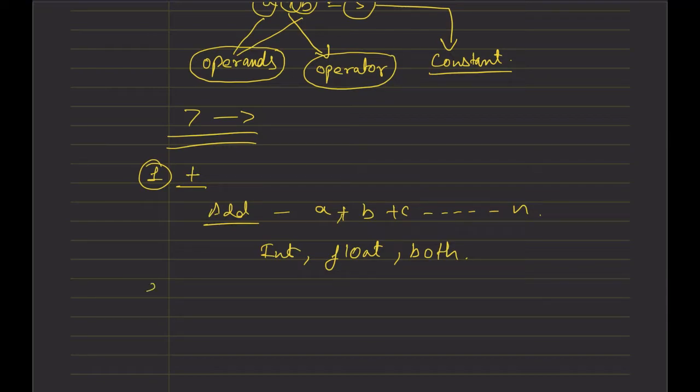Okay, next operator type is the subtraction operator, also denoted by the minus sign. It is used to subtract one value from another. So for example, a minus b, so it will subtract b from a and give you the result.